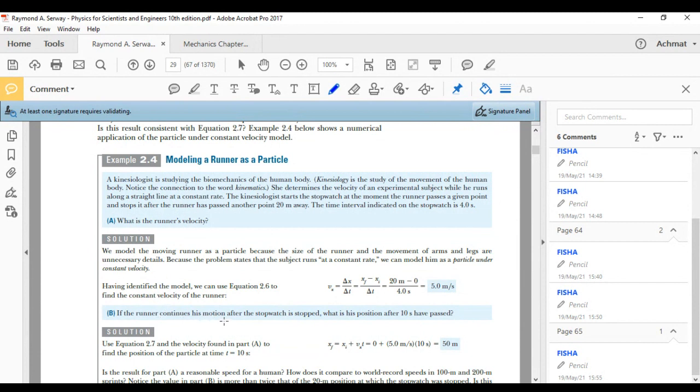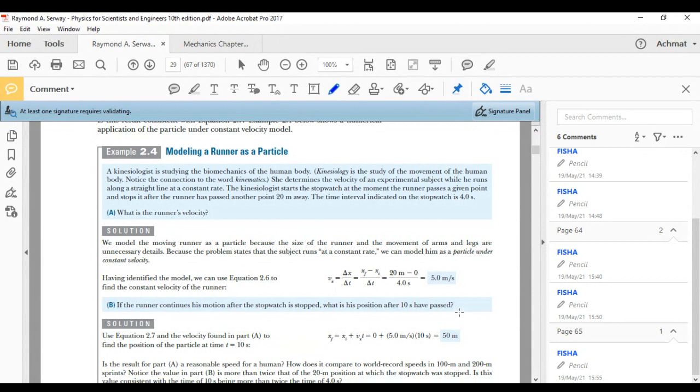Okay, number B. If the runner continues his motion after the stopwatch is stopped, what is his position after 10 seconds? That means we're making the assumption that the runner keeps running at the same speed, right? Okay, what is his position after 10 seconds have passed? Right, now remember his initial position was 0. So what is his final position after 10 seconds? So now we can make use of that form.